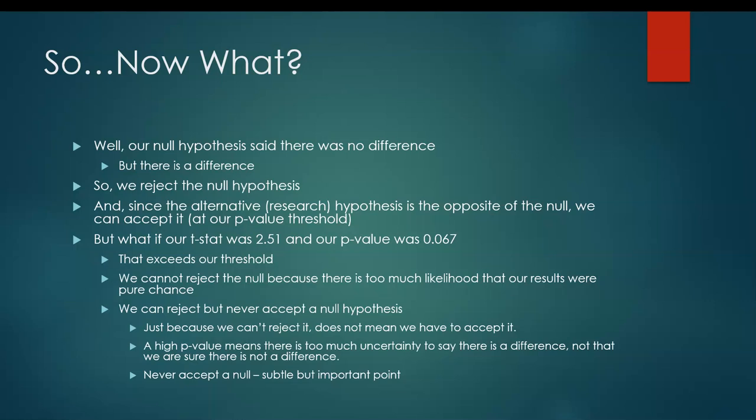But we can never accept a null hypothesis if the p-value is too high, because we don't have any proof that it's true, that it's correct. So just because we can't reject it does not mean we have to accept it. In this particular case, the test that we ran showed us that there was in fact a difference between the two groups. But what if the test showed us that there was not a difference between the two groups? It doesn't mean that we have any proof that there really isn't a difference. It just means that we have not enough confidence in our test to say that there is a difference.